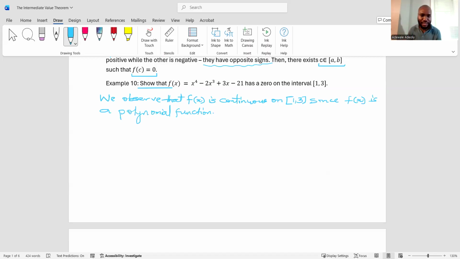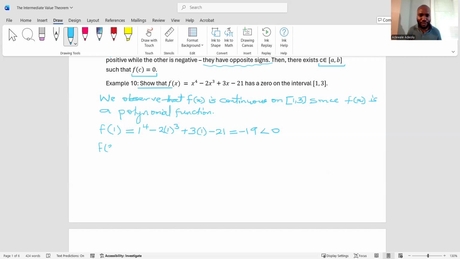Okay, how do we do that? Then we evaluate f at the endpoint 1, which is 1 raised to power 4 minus 2 times 1 raised to power 3 plus 3 times 1 minus 21. So this is 1 minus 2, that is negative 1. Negative 1 plus 3, that is positive 2. Positive 2 minus 21, that is negative 19, which is less than 0.